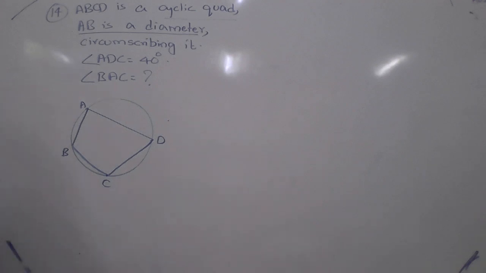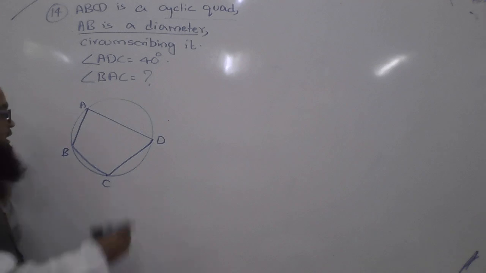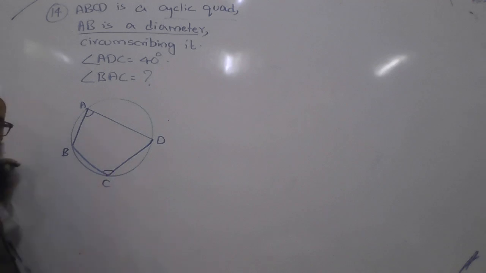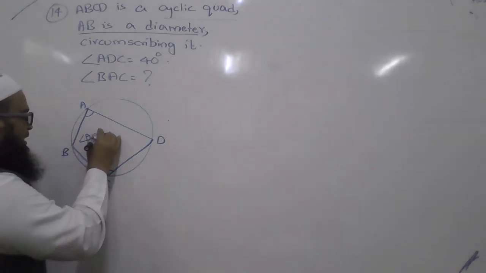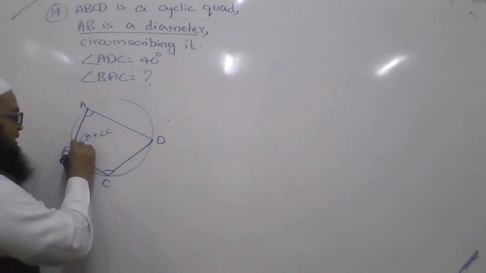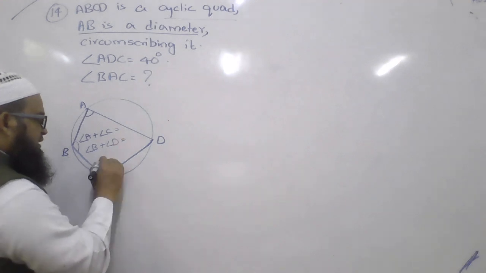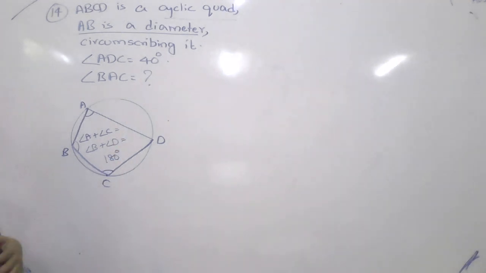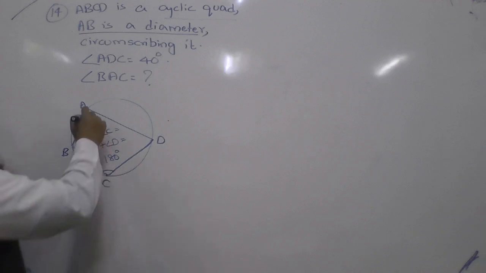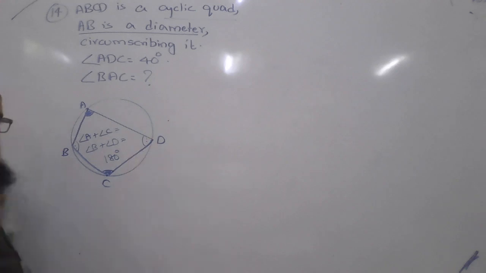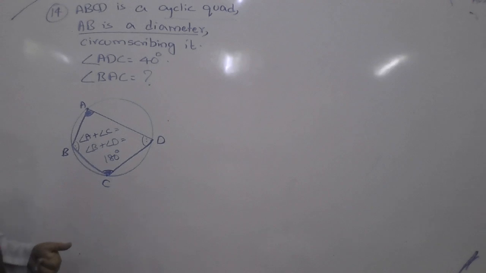Now what is the property of a cyclic quadrilateral? The sum of opposite angles is equal to 180. That means angle A plus angle C is 180 degrees. In the same way, angle B plus angle D is equal to 180 degrees. This is the most important part. The sum of opposite angles is equal to 180 degrees. This is the property of a cyclic quadrilateral.